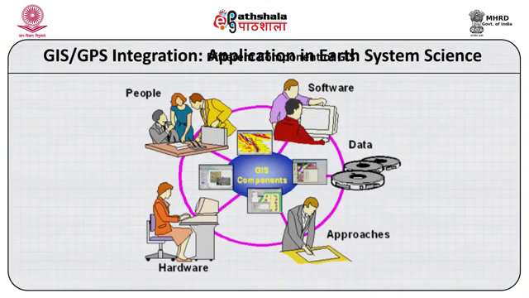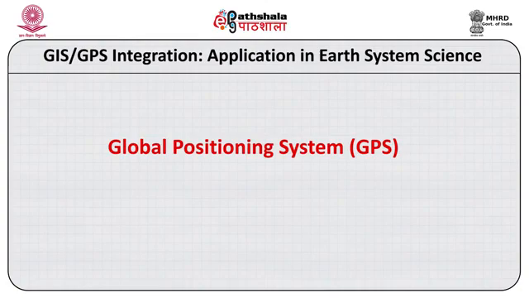So we have discussed the different components of GIS. I have told you about the three important components of GIS. Now the second important aspect of our module is the GPS. Now we will try to define the GPS.